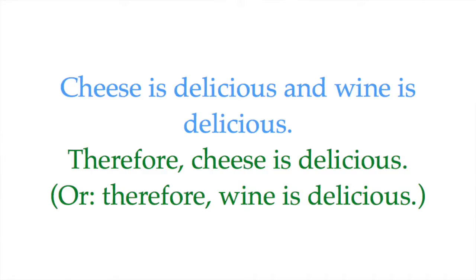I'm going to start out by giving you an actual very simple argument. Here it is. As always, premise is blue, conclusion is green. Cheese is delicious and wine is delicious. Therefore, cheese is delicious. Or we could have a different conclusion if we wanted to. We could say, therefore, wine is delicious.